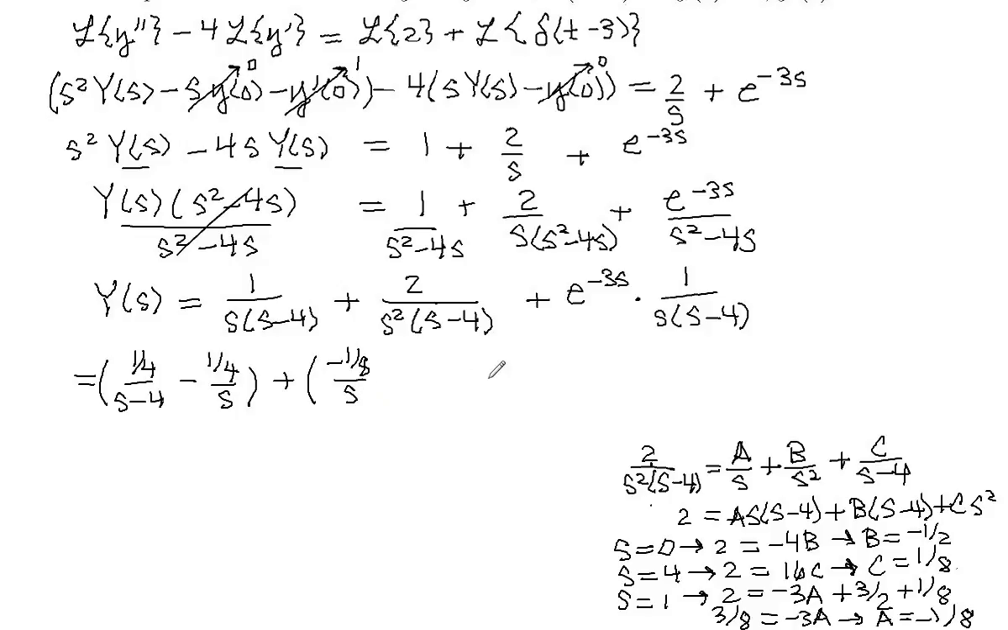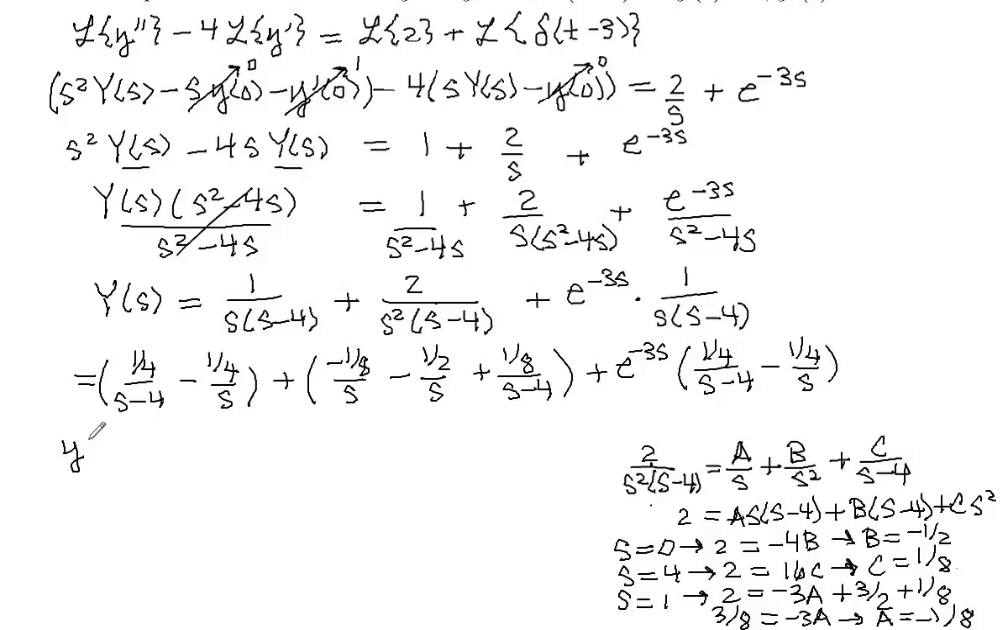B is negative 1/2, so minus 1/2 over s squared. And then c is positive 1/8, plus 1/8 over s minus 4. And then e to the minus 3s. And then this one is the same as this one. So that's going to break down as 1/4 over s minus 4 minus 1/4 over s.